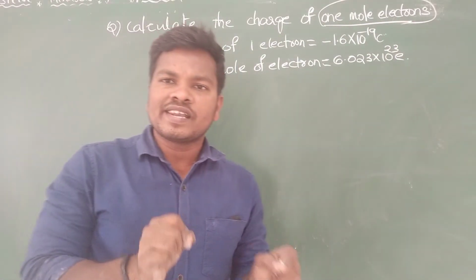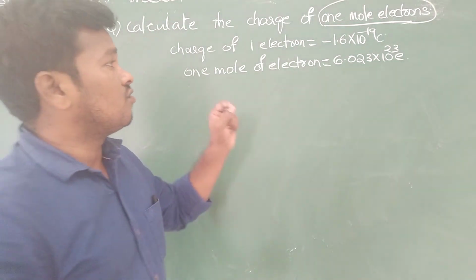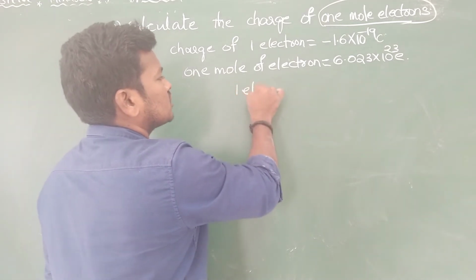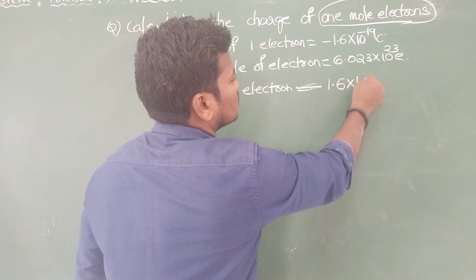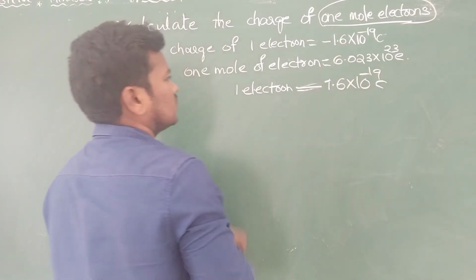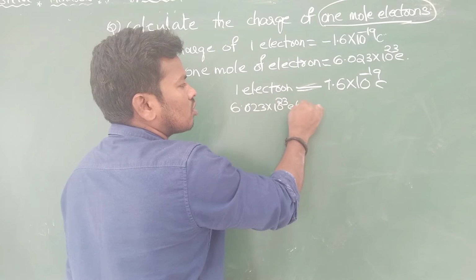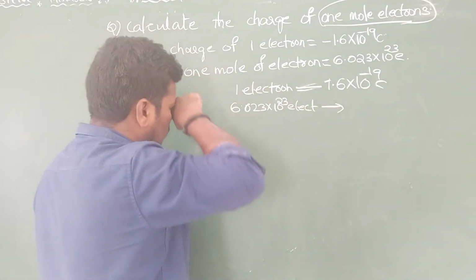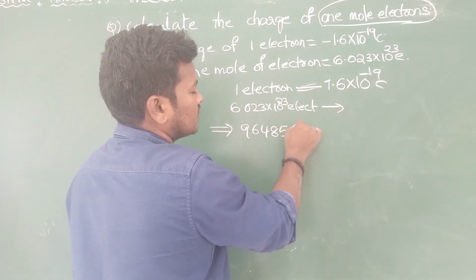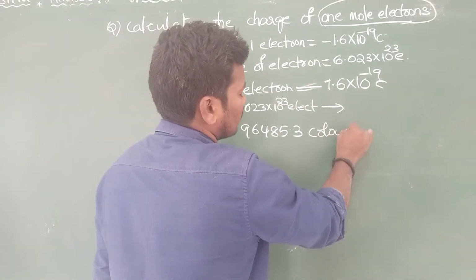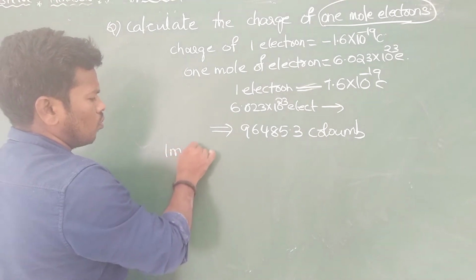So 1 electron is minus 1.6 into 10 to the power of minus 19, but they are asking to calculate the charge of 1 mole of electrons. So 1 electron charge is 1.6 into 10 to the power of minus 19 coulomb, with a negative sign. So 6.023 into 10 to the power of 23 electrons' charge is how much? If you do this simplification, you will get the answer 96485.3 coulombs. So 1 mole of electrons' charge is 96485.3 coulombs.